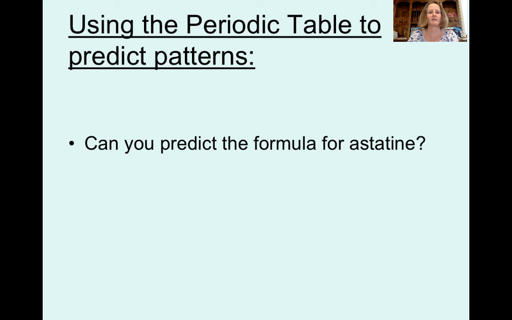We can use the periodic table to predict a pattern. Can you predict the formula for astatine?